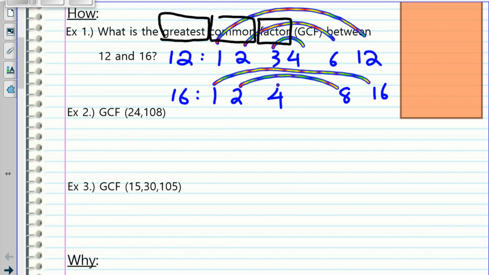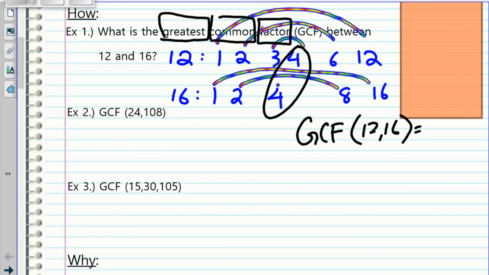So what's the greatest common factor? Right here. So the greatest common factor between 12 and 16 is, you guessed it, 4. Okay, that's the largest number that can divide into 12 and 16, or the largest factor that both 12 and 16 share. Okay, so that was good.